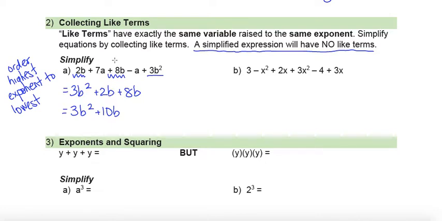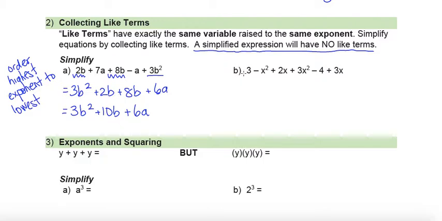And then lastly, we want to look at our a's. So we have 7a and then a minus a. So 7a take away a is plus 6a. So again, you can jump right to this last line, or if you need to show that intermediate step, so if you want to place those like terms directly beside each other first and then simplify, by all means, go ahead and do that.